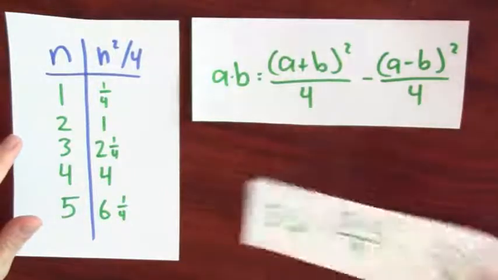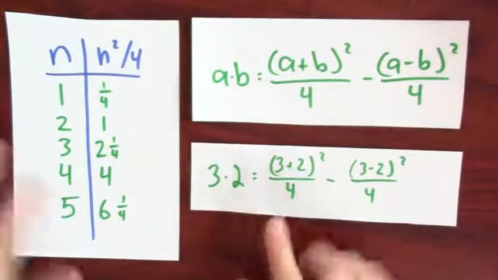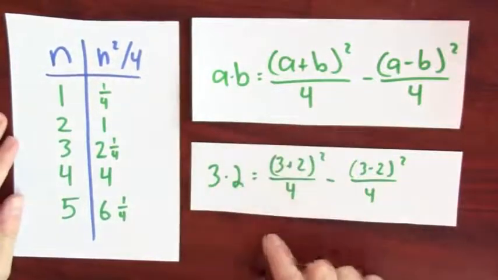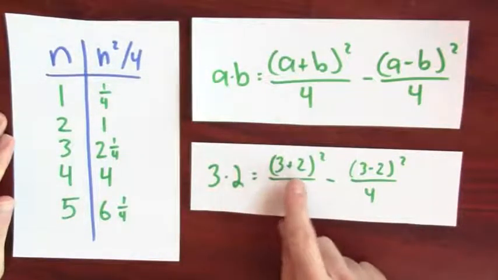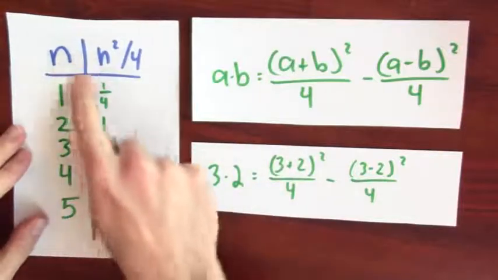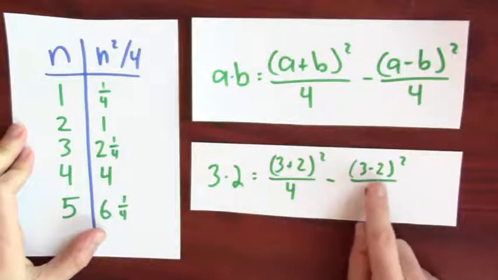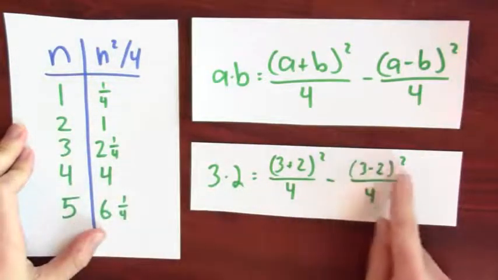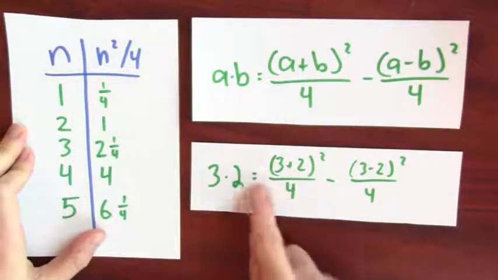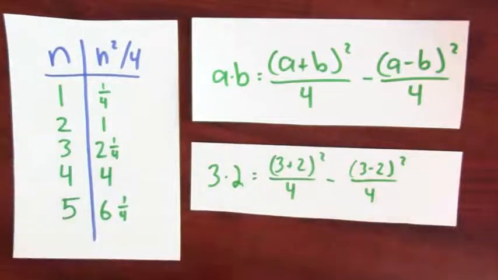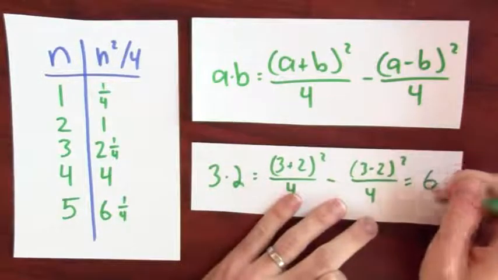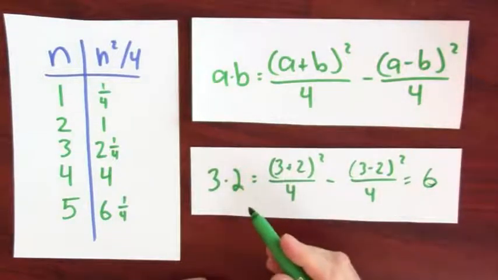For instance, let's suppose that I want to multiply 3 times 2. I mean, this is a ridiculously easy case, but just to show off how it works. I'll add 3 and 2 and I get 5, and I look it up in my table, and 5 squared over 4 is 6 1/4. I take the difference, 3 minus 2 is 1, and if I look up 1 in my table, I get a quarter. And 6 1/4 minus a quarter is 6, which is the product of 3 and 2. Quarter squares convert multiplication into an addition, a subtraction, 2 table lookups, and a final subtraction.